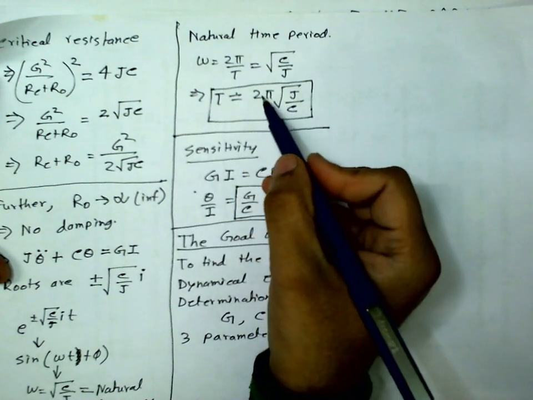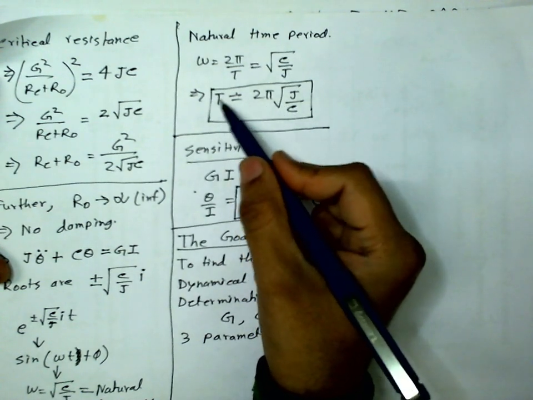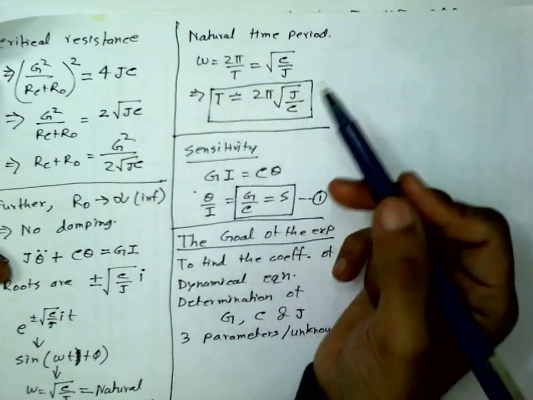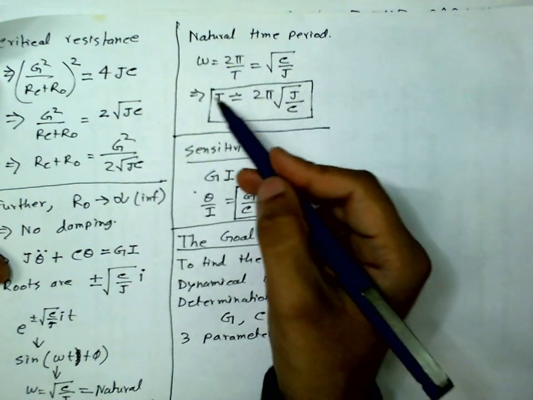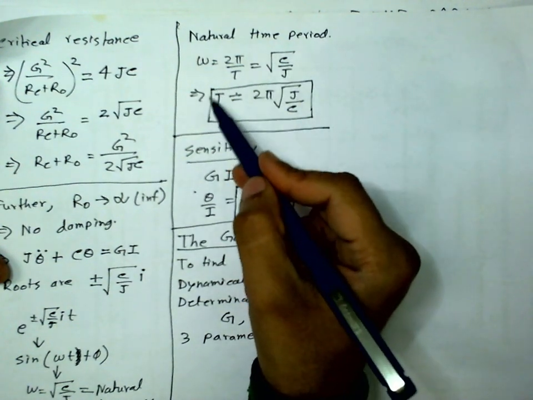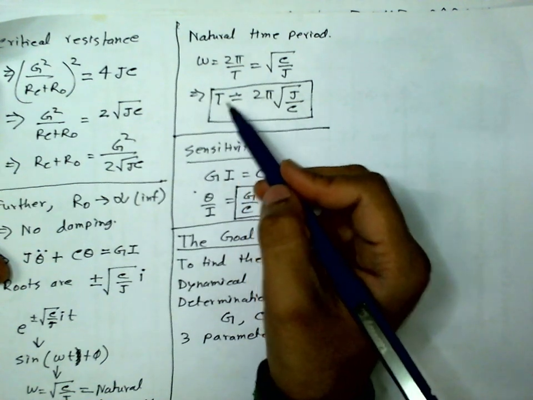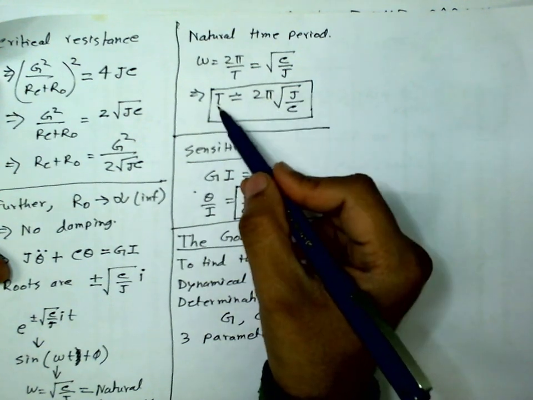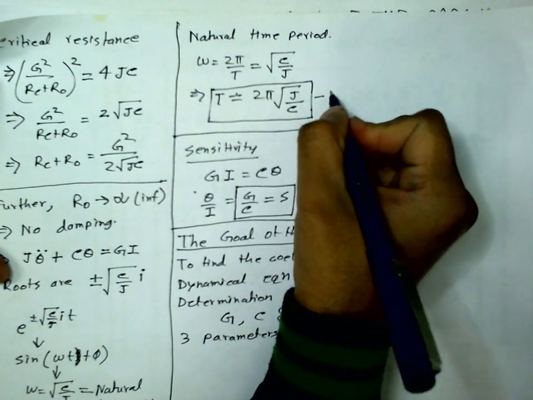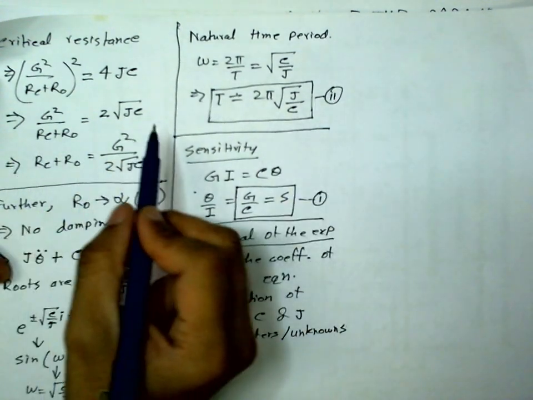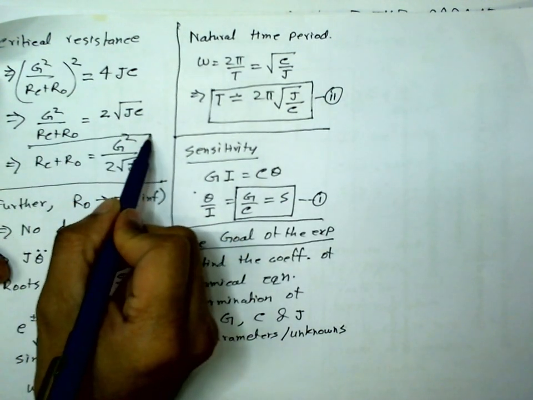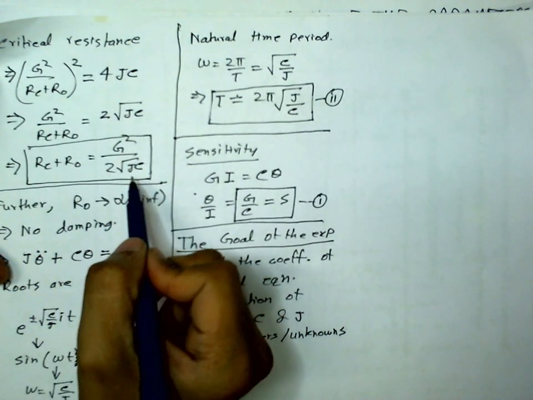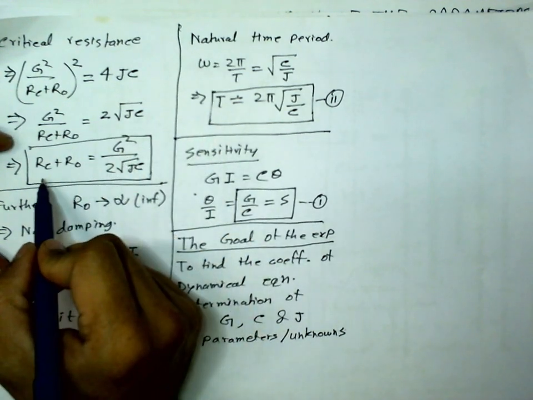This is another equation where the left hand side, the time period, can also be measured with a stopwatch or something, with the outer circuit open. So we can measure the natural frequency or natural time period, and then we have J and C related to each other via this T. So this is equation number 2, and here we have another equation involving J, G and C. The left hand side can be measured.